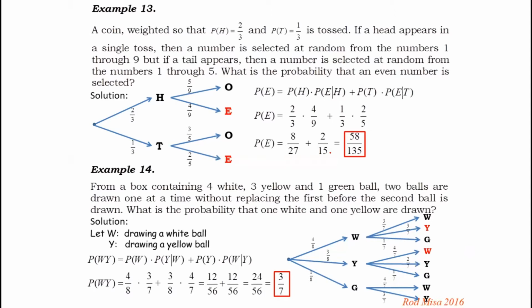So adding these 2 paths, we have a probability of 3/7. 3 out of 7 chances of drawing 1 white and 1 yellow in succession from this box of 4 white balls, 3 yellow balls, and 1 green ball, without replacing the first ball after the first draw. Now let us present to you the Theorem of Total Probability.